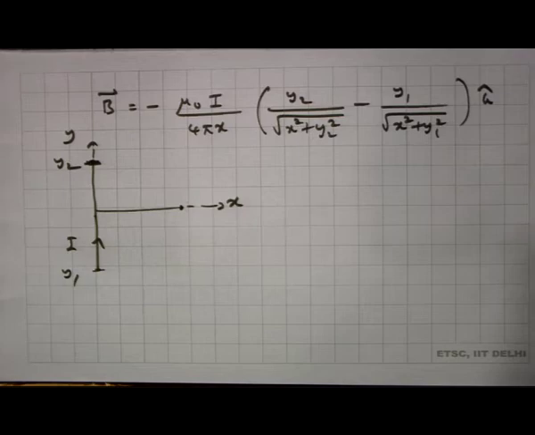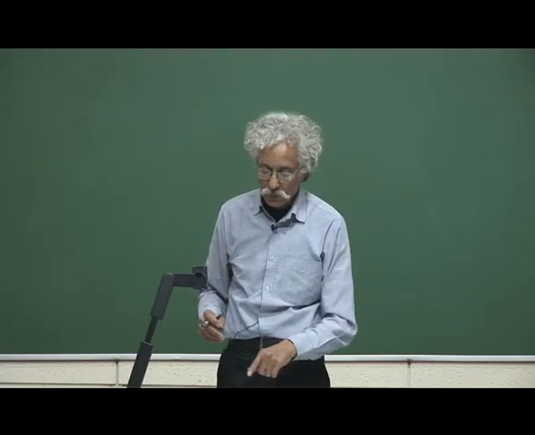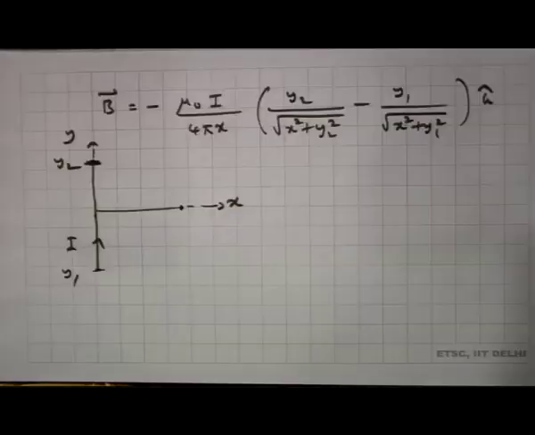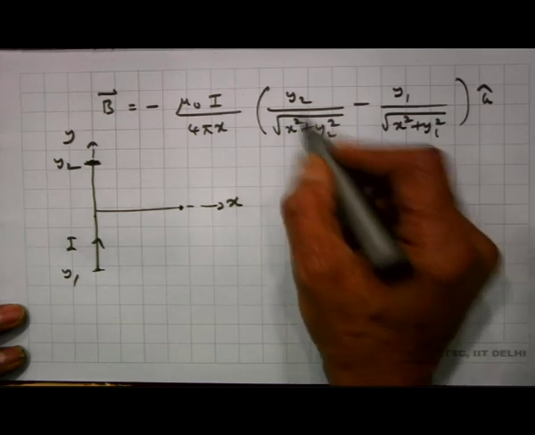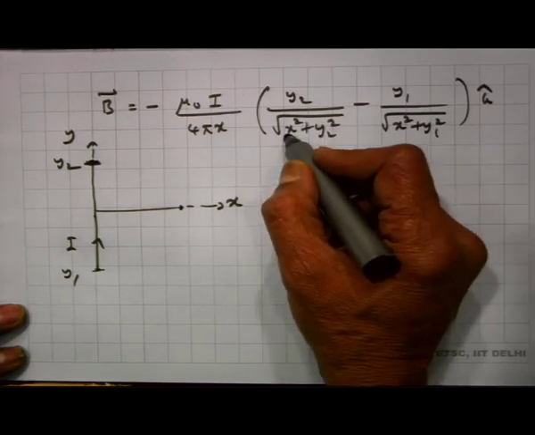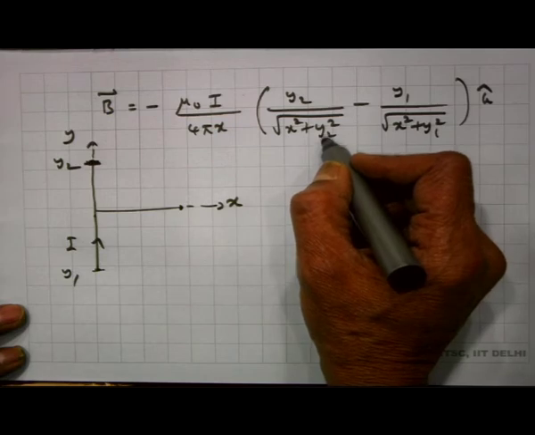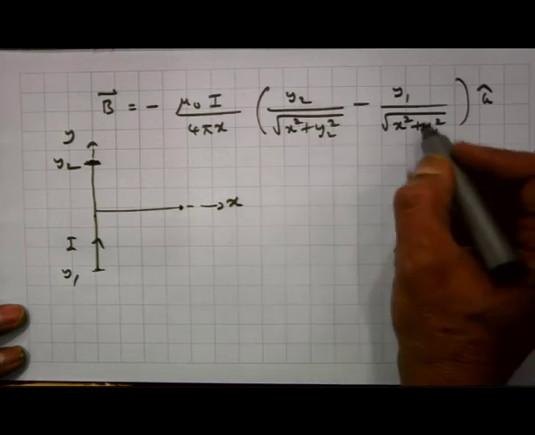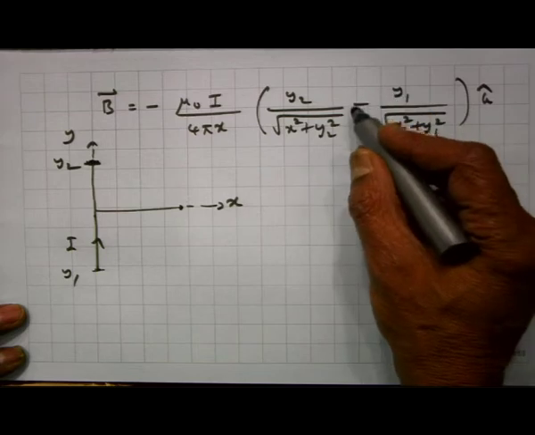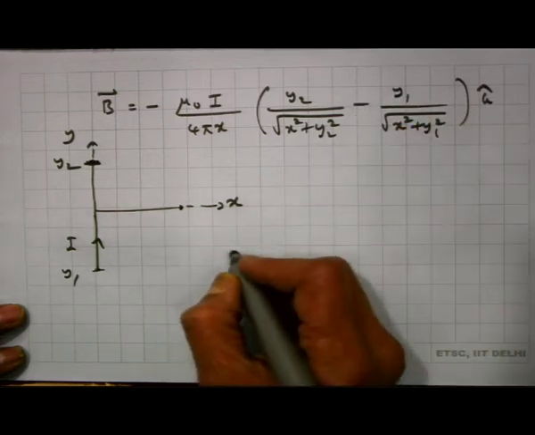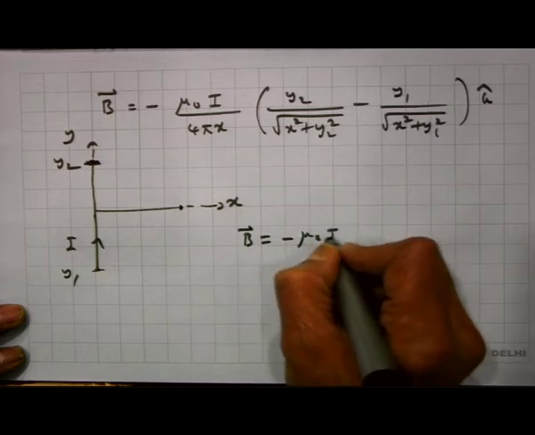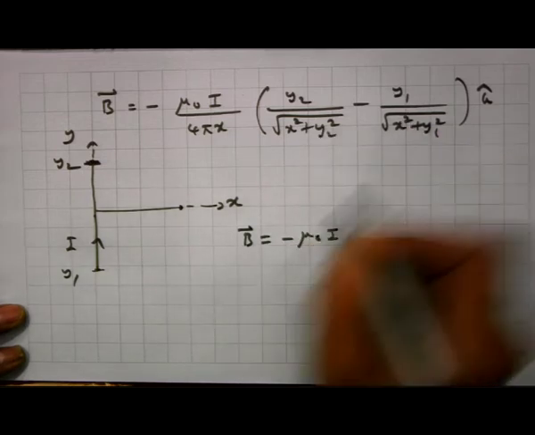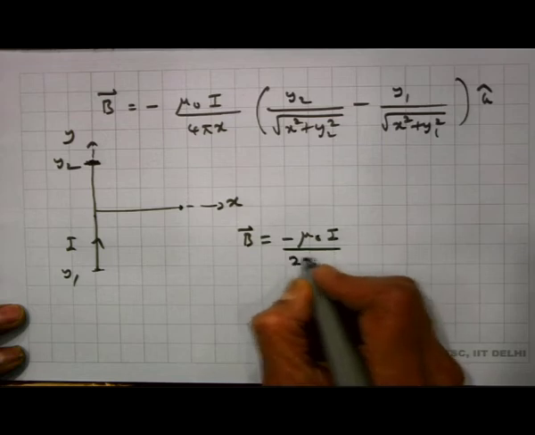If the wire becomes infinitely long, y 1 tends to minus infinity and y 2 tends to plus infinity. So, what I will get is this. As y 2 tends to infinity, I can neglect x in comparison to y 2 square. So, I get y 2 by y 2 which is 1, and here y 1 tends to minus infinity. So, the two of them add up and I will get B is equal to minus mu naught I, that becomes a factor of 2 here, by 2 pi x k cap.